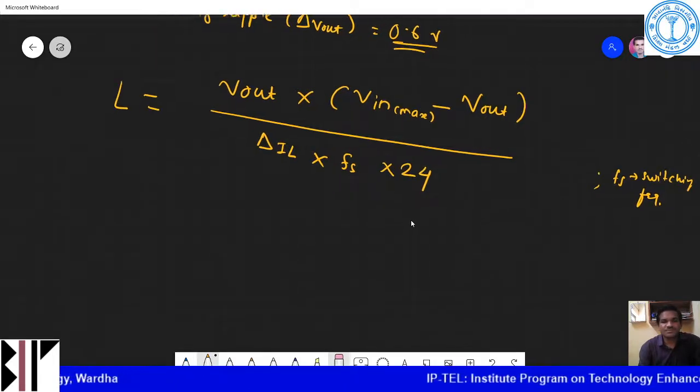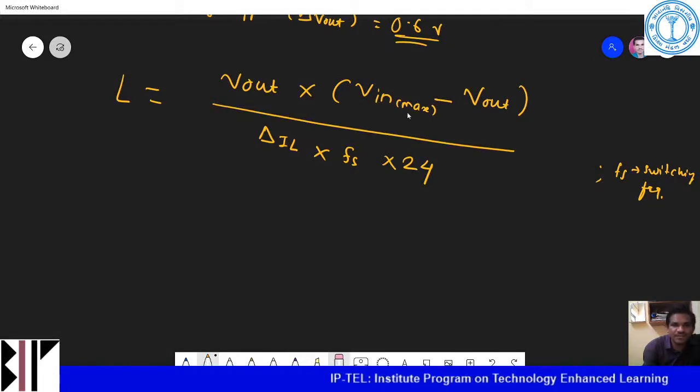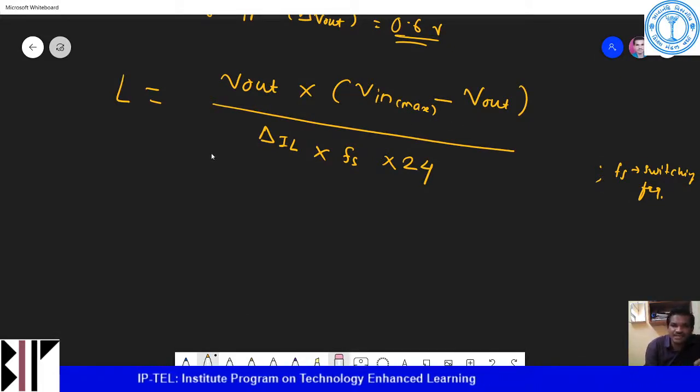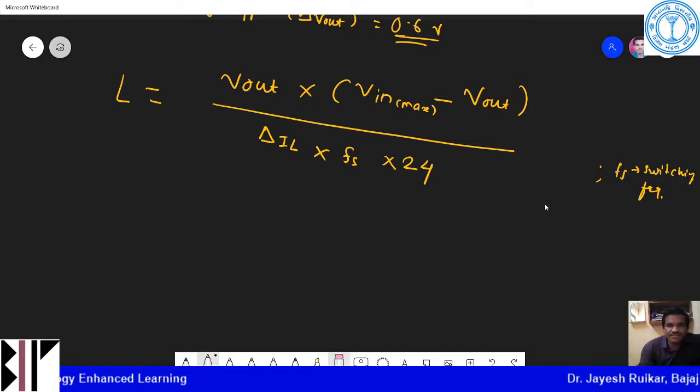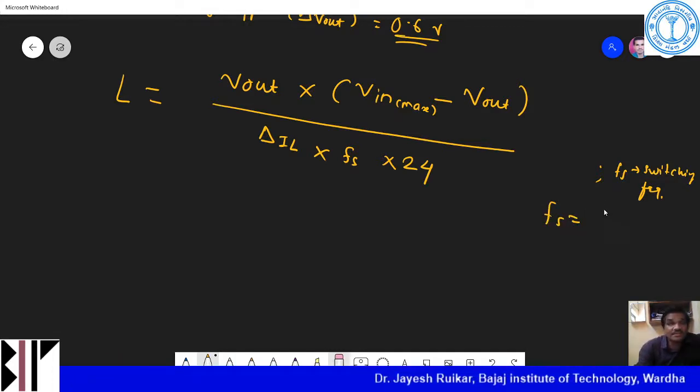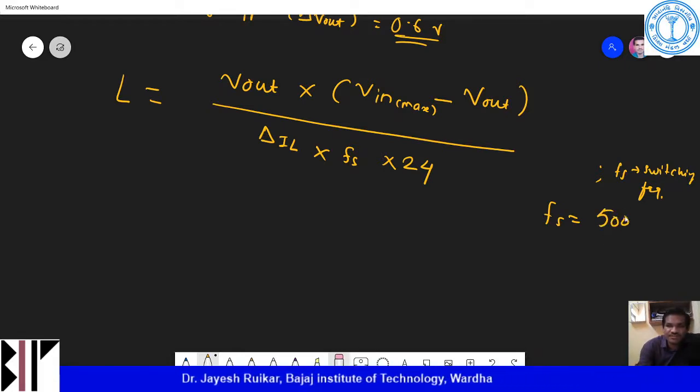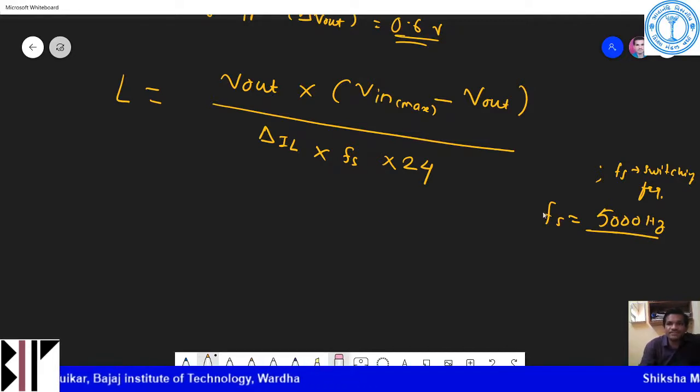So now make the calculations. We know the value of V out, we know V in max, and we know delta IL, which is the inductor ripple current, the I ripple. Then Fs, the switching frequency. In this case, we will use a switching frequency Fs equal to 5000 only for designing this buck converter. So Fs is equal to 5000.